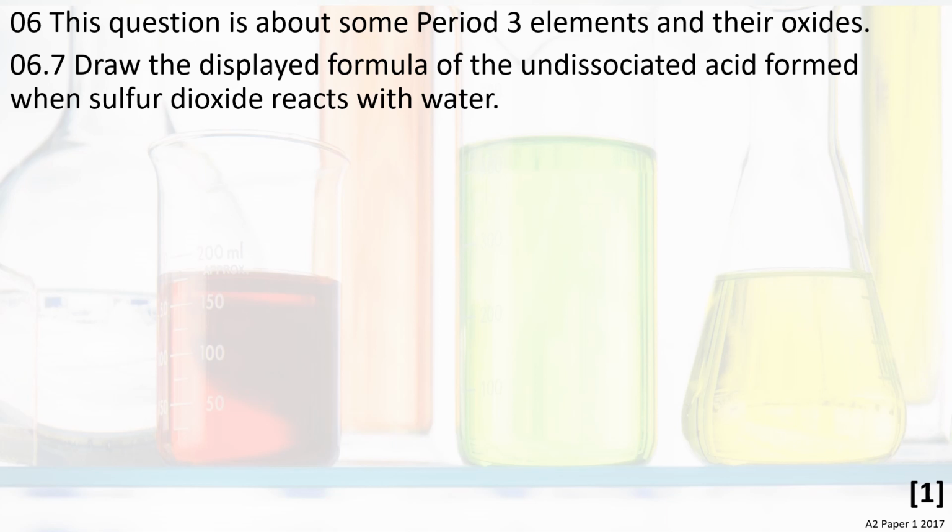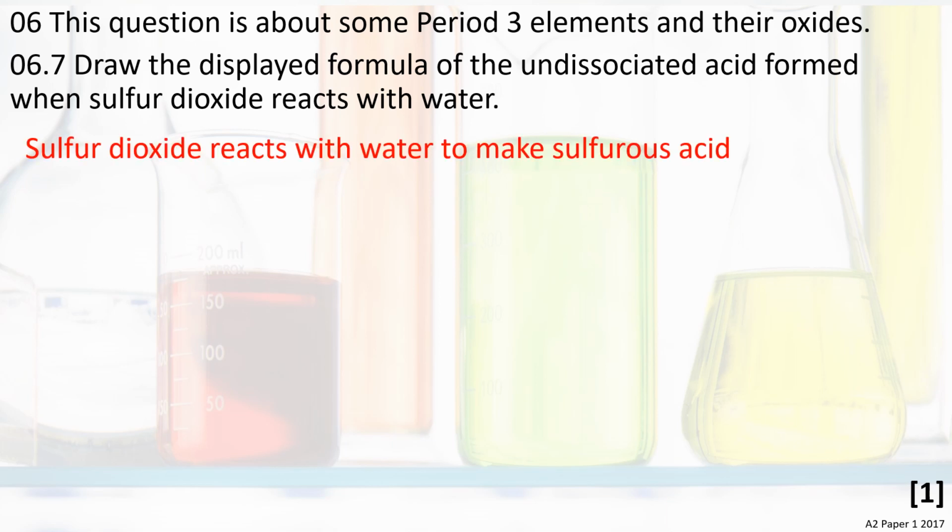Here's the final part of the question. Draw the displayed formula of the undissociated acid formed when sulfur dioxide reacts with water. When sulfur dioxide reacts with water, sulfurous acid is formed, H2SO3.